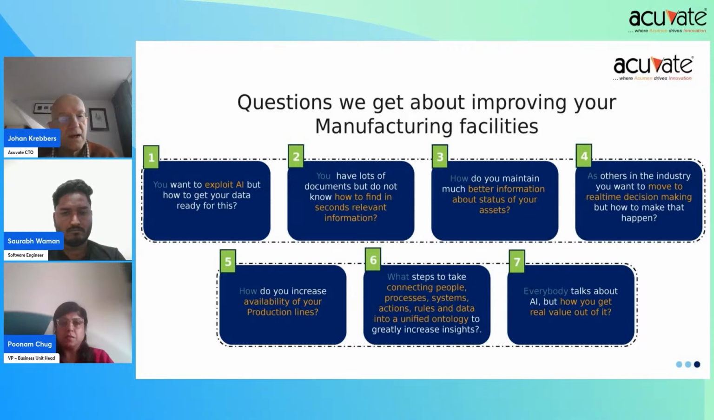The first one is, you want to exploit AI, but how do you get your data ready for this? You want to start using AI, but you know that for AI, having good quality data is very, very important. Number 2 is, you have many documents out there, but you're unable to find the information inside the documents. You might have hundreds of thousands, millions of documents, but you're unable to quickly find relevant information inside them. Which document holds certain information?